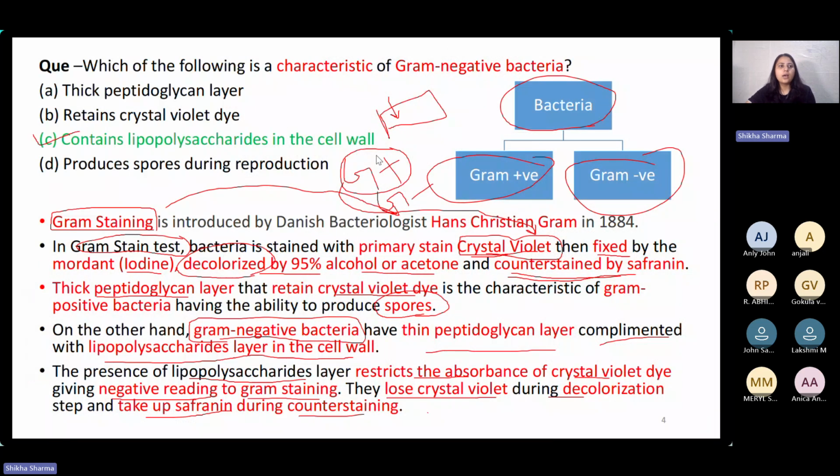So here, a thick peptidoglycan layer is wrong because in gram negative it is thin and it cannot retain the crystal violet color. But it contains the polysaccharide layers in the cell wall, which is true. And these spores are basically produced by the gram positive bacteria, not the gram negative bacteria, because of the thick peptidoglycan layer. So answer C is correct in this case.